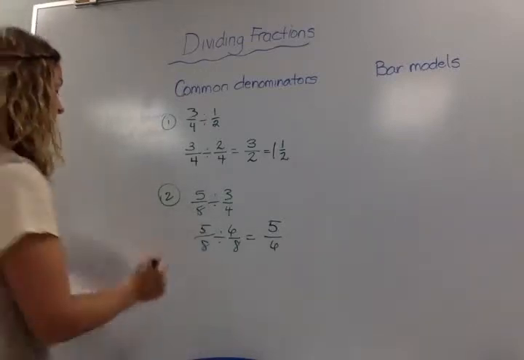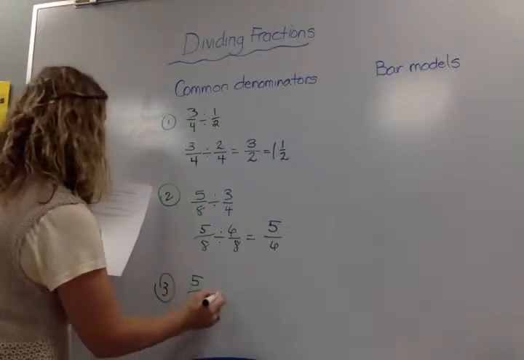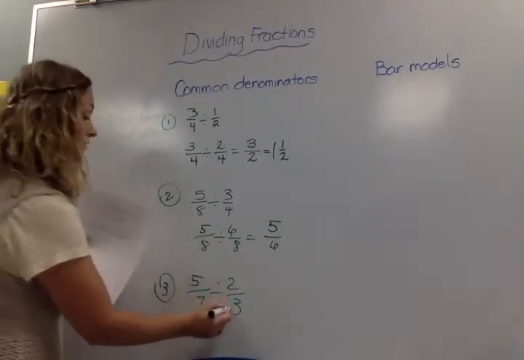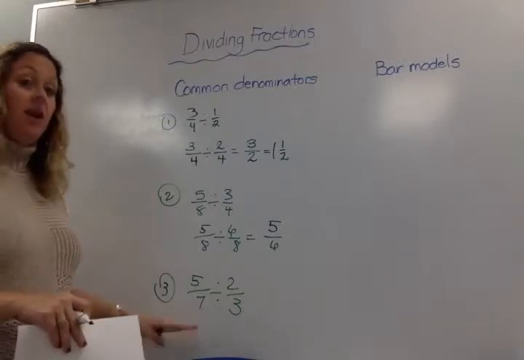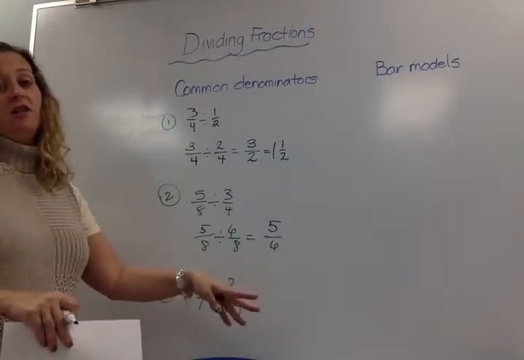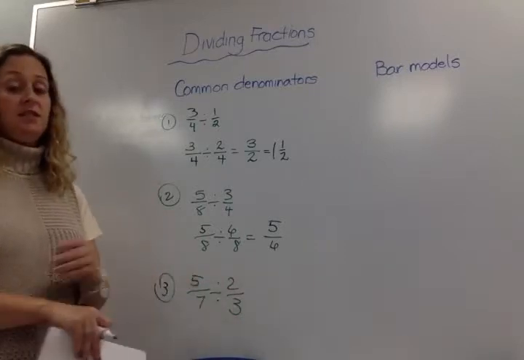The last one that I'm going to ask you to try all by yourself is the fraction 5/7 divided by 2/3. Go ahead and hit the space bar. I'd like you to find the common denominator, and I'd like you to write the fraction that represents what 5/7 divided by 2/3 means and simplify it.